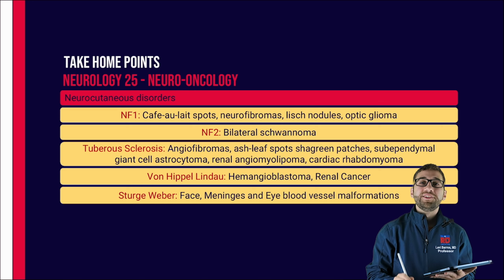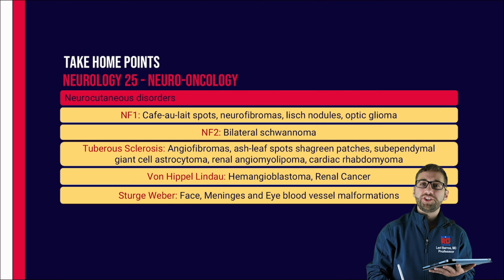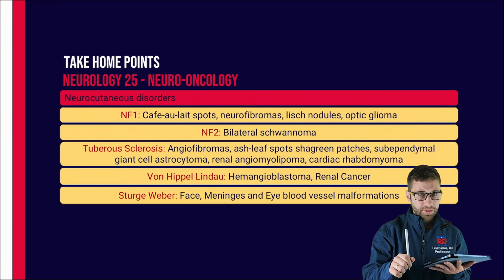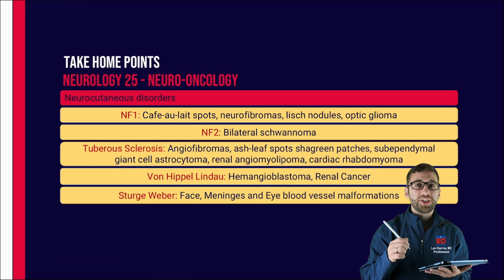And finally, Sturge-Weber syndrome is a sporadic disorder characterized by a facial port wine stain, leptomeningeal angiomas, and glaucoma, ipsilateral to the port wine stain. Okay, the facial port wine stain typically follows the distribution of the trigeminal nerve.